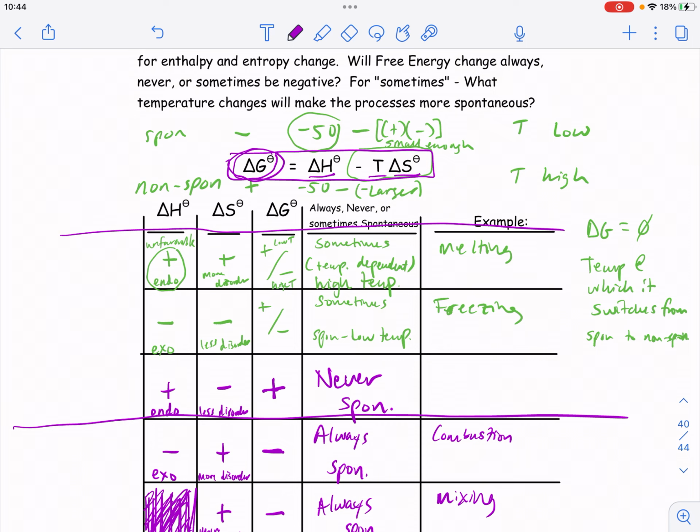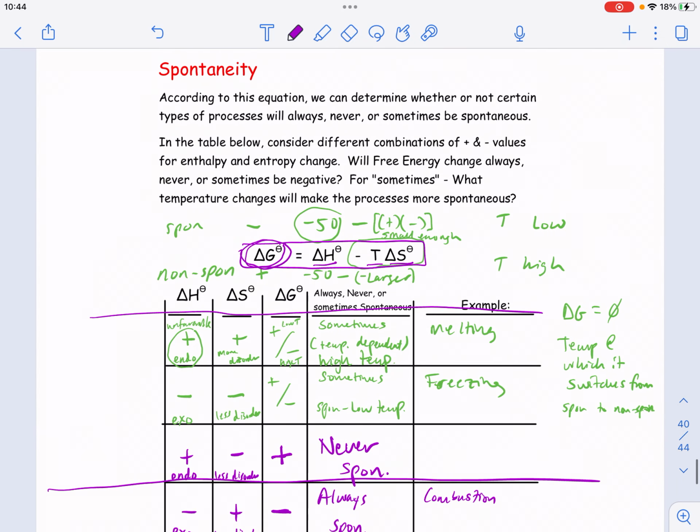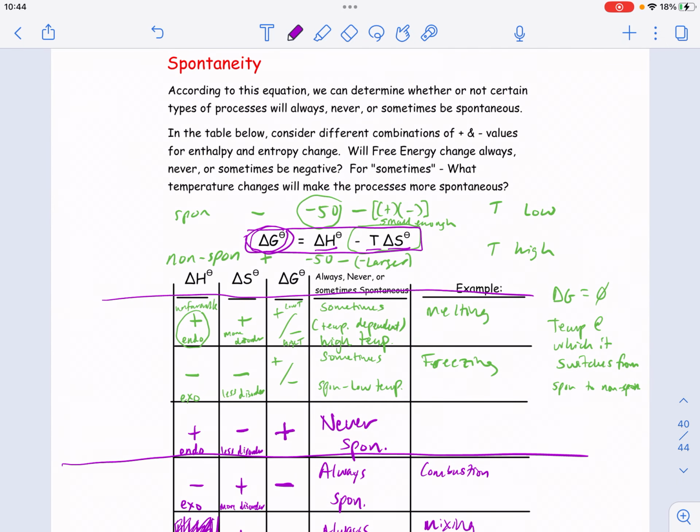We have to consider delta H, delta S, and temperature, those three things. And we have to watch out that our temperature values are always in Kelvin and that our delta S values are divided by 1,000 to be in terms of kilojoules. So that was a long video, but I hope it gave a good overview of the different combinations and how we would use this equation.